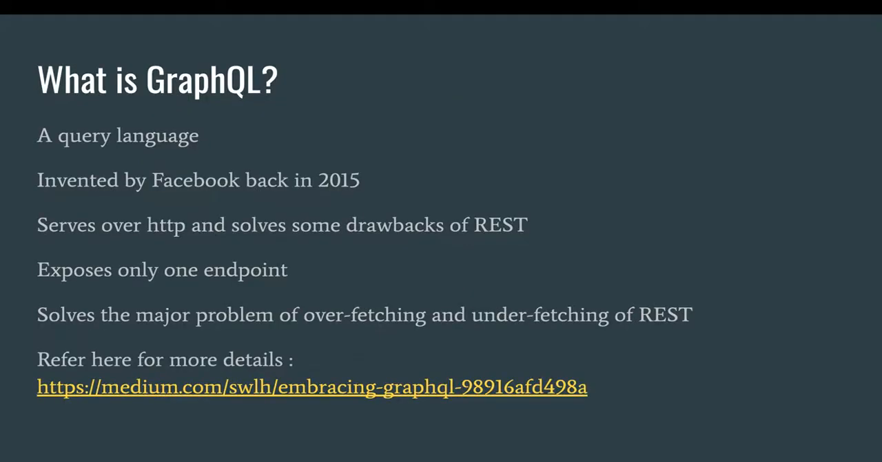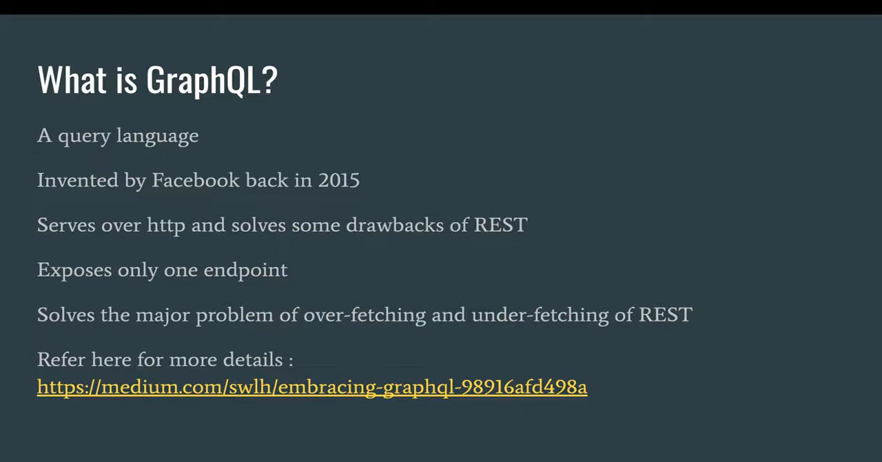GraphQL is a query language. It was invented by Facebook back in 2015 as a better way of doing interprocess communication than the very popular REST API methodologies. Just like REST, it serves over HTTP and solves some drawbacks of REST as well. Some of the major problems that it solves are overfetching and underfetching in REST APIs.